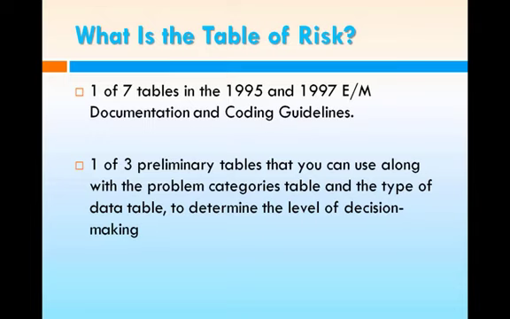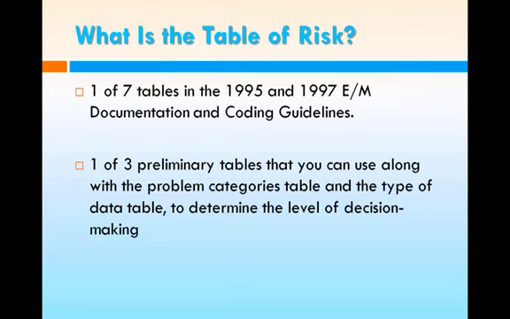The table of risk, which includes presenting problem, diagnostic procedures ordered, and management options selected, is one of 3 preliminary tables that you can use along with the problem categories table and the type of data table to determine the level of decision-making. The results of the history, exam, and the decision-making tables are then entered into a 7th table to determine the code level to bill. And we're actually going to do a summary problem at the very end that's going to show us how we can put all of these portions that we've discussed in the series all together.